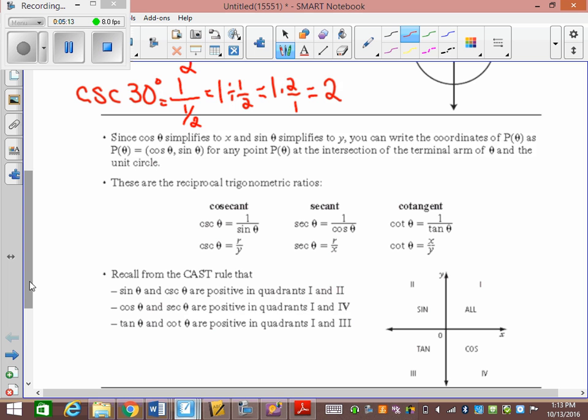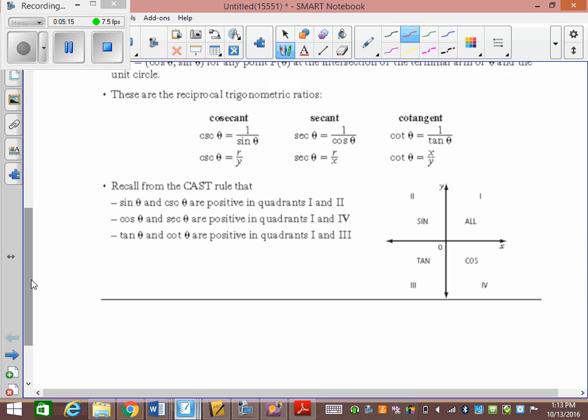They're just flipped. Now, the CAST rule you learned last year. CAST starts in quadrant 4 and goes counterclockwise. You learned CAST last year. That looks like an O. It is not meant to be an O. It's a C.